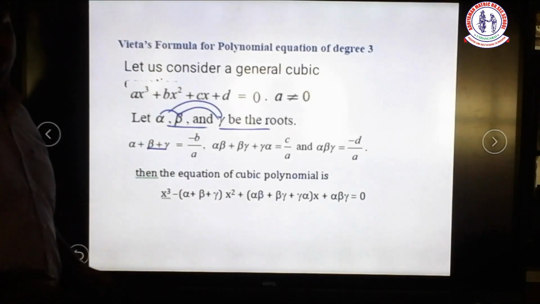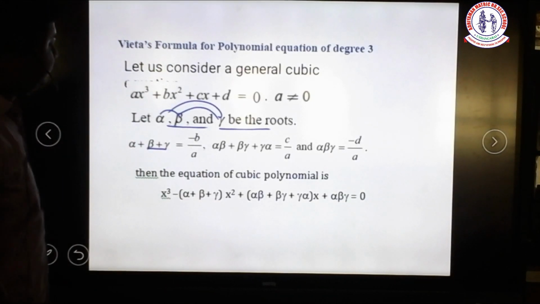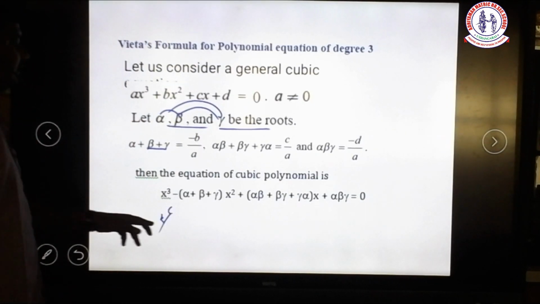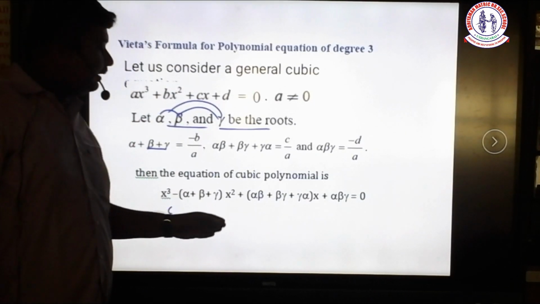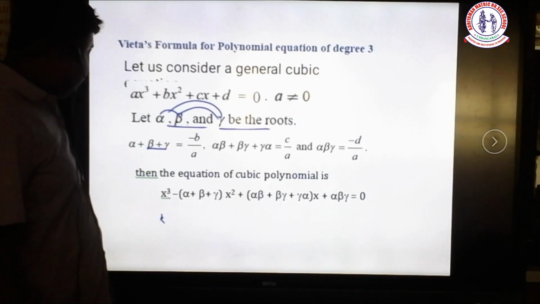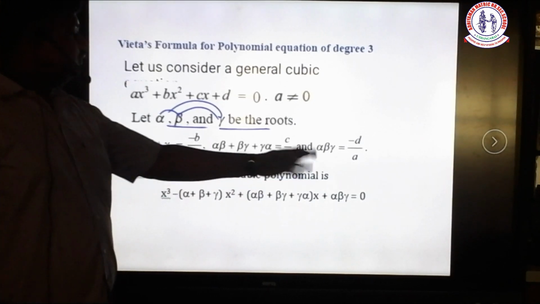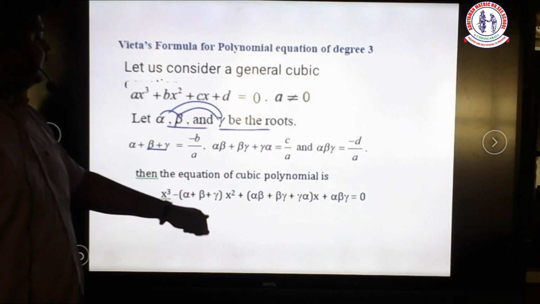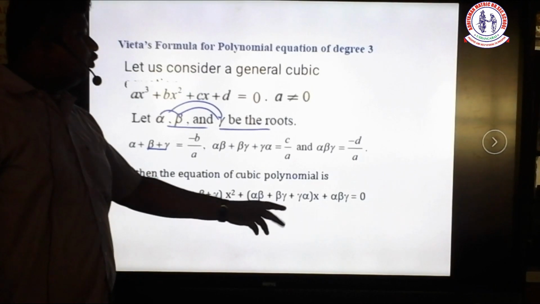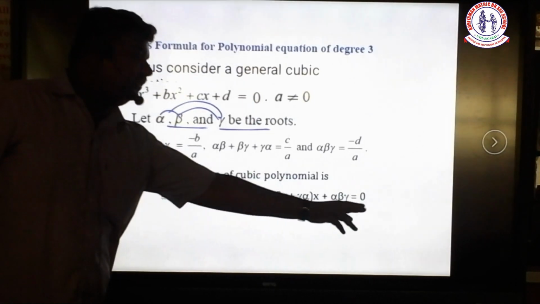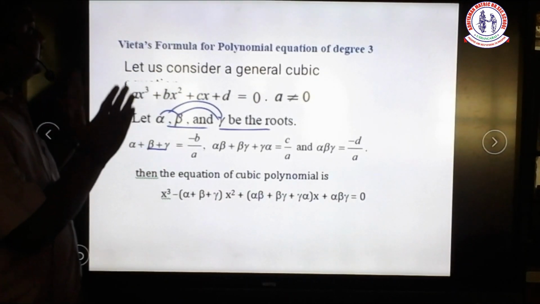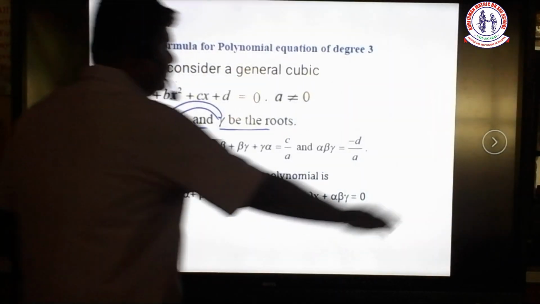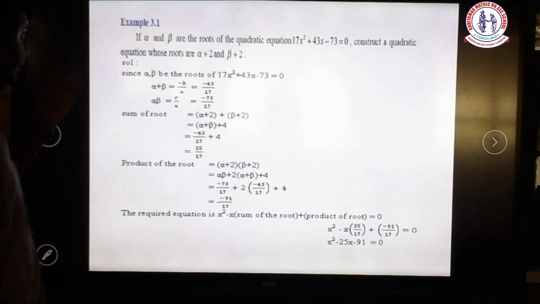The same logic you can apply with degree 4 also. Degree 4 means you can write x power 4 minus alpha plus beta plus gamma plus delta into x cube, then two terms, then three terms, and finally the product of all the terms equal to 0. So using the same similar concept, we can create the formula for degree 4, 5. The next one: you can move on to the problems.